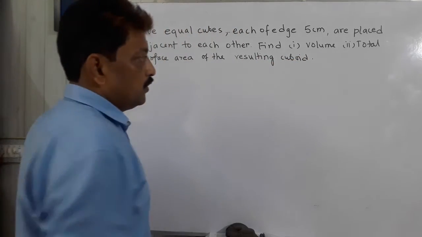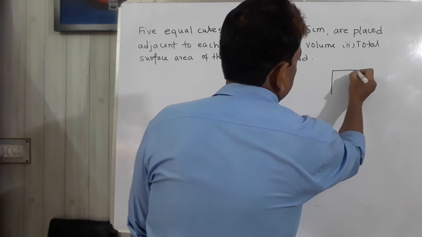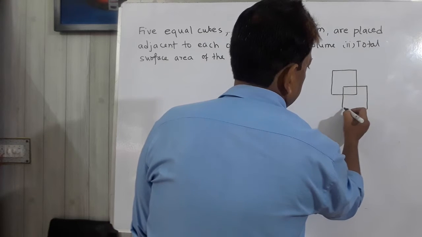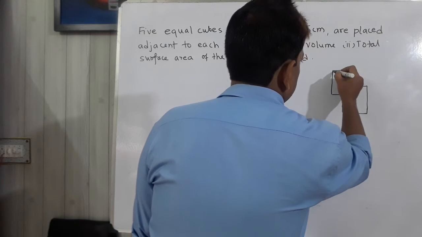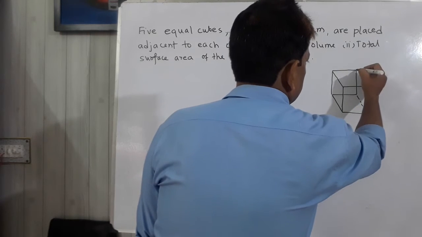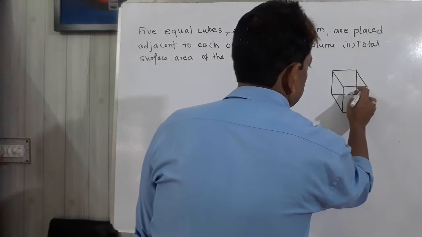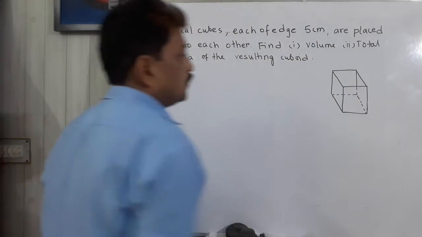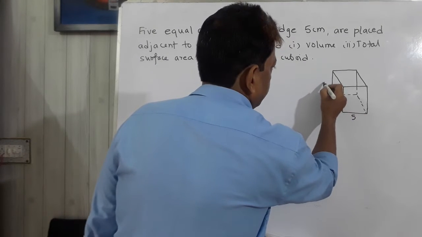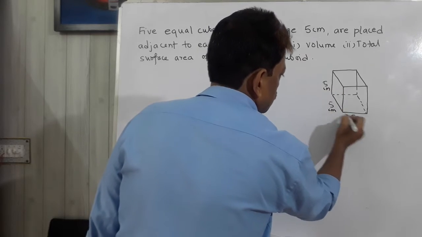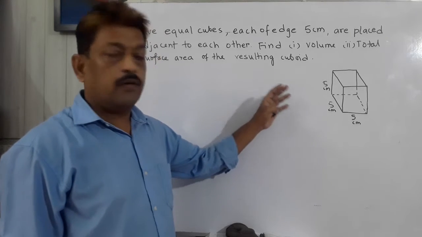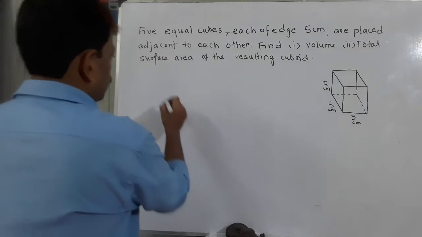Okay. So there is a cube whose edge is 5 centimeter. There are 5 cubes. The length of all the edges are 5 centimeter each, and there are 5 cubes in all. They are all placed side by side. So what will happen?